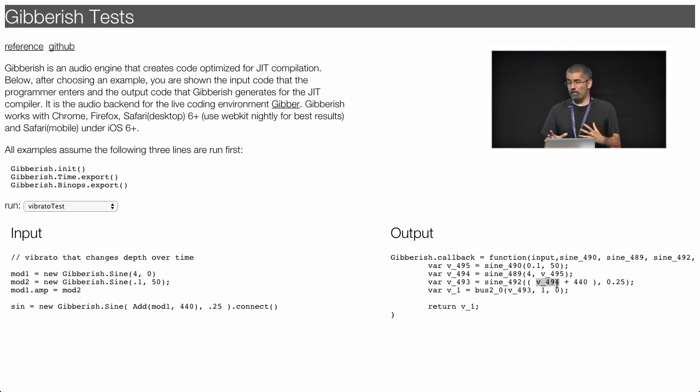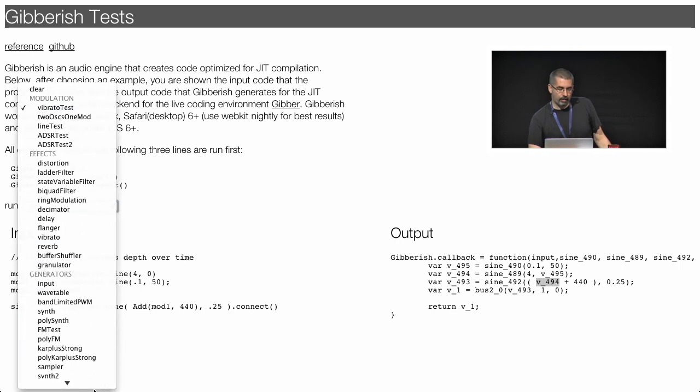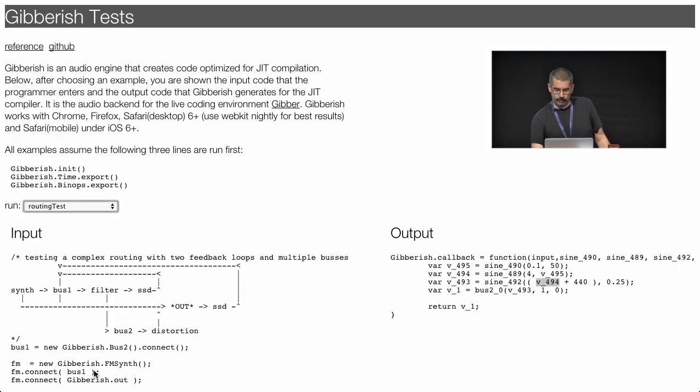And the bigger problem is that you can't do feedback networks. So you can't take the output of one oscillator and have it feed back into itself to create different types of feedback, because there's no way to do that. You have to go through the entire 64 samples before you can get the output and feed it back into the input again. So here's just a quick example of a feedback loop inside of Gibber.